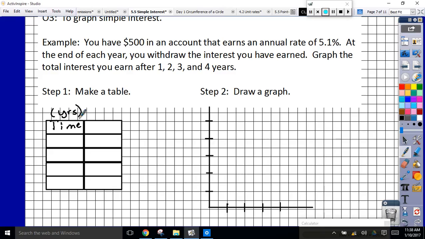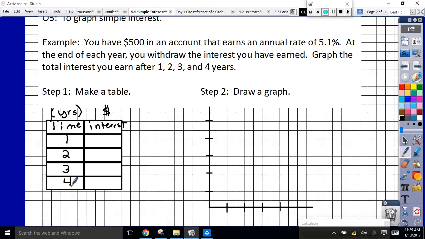I'm going to abbreviate. And then on my right side, I'm going to write how much interest I earned, and that's going to be in dollars. I should have made a bigger table because I don't have enough space to write that, so you'll have to write small. Okay, so it wants to know the interest you earn after 1, 2, 3, and 4 years. So I'm going to need to use my simple interest formula so I can find out how much interest I'm going to earn after 1 year. So let me do that here.